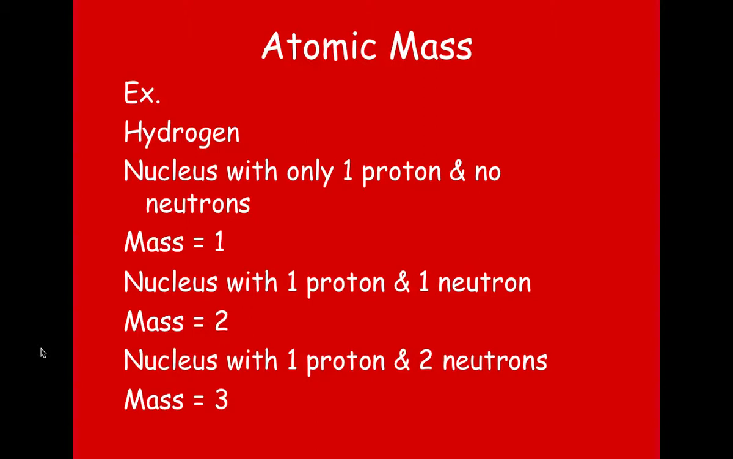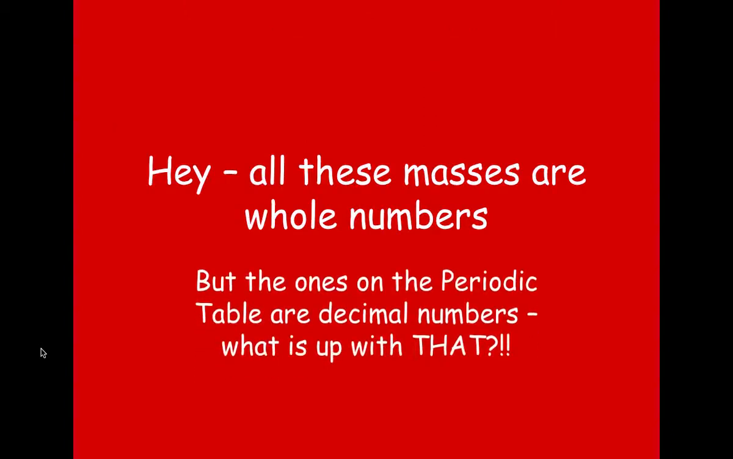Now, take a look at the mass of hydrogen on your periodic table. It's a decimal, and it's 1.00, and then there's a bunch of numbers after the decimal. But if you look at the numbers we calculated here, these are all whole numbers. But when you check on the periodic table, we have decimal numbers. So why do we have decimals there?